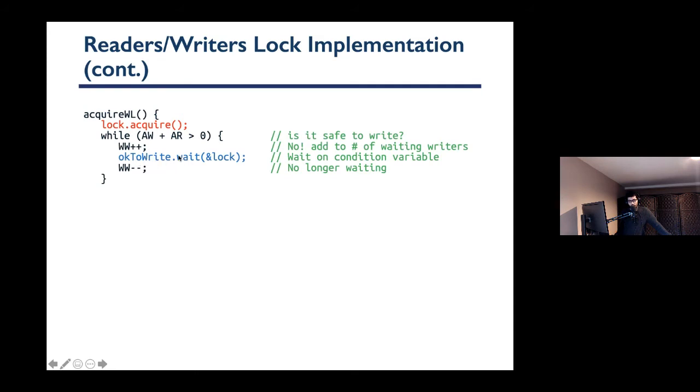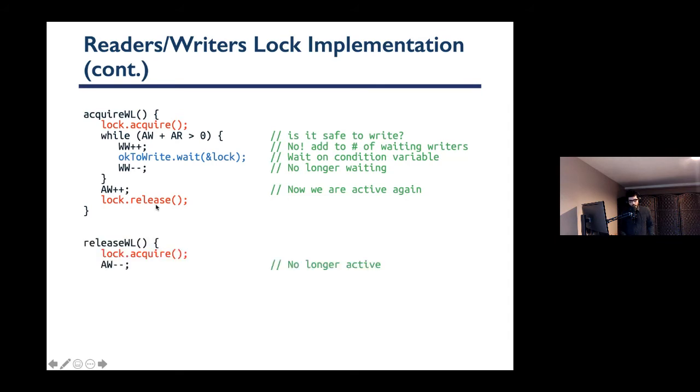When you wake up from this wait, you wake up inside this, and then you have to acquire this lock. And if this lock is acquired by someone else, you will go to sleep again on this lock. And then later on, when this lock is freed or released, at some point you will wake up, you get out of wait, and then you check again. So that's the whole idea about this. Once you're out of this while, you become an active writer, and then you release the lock.